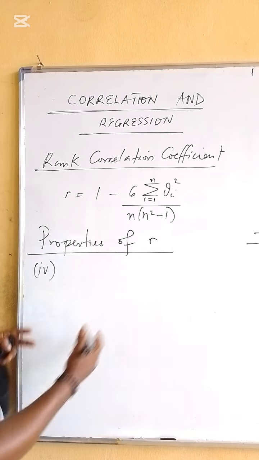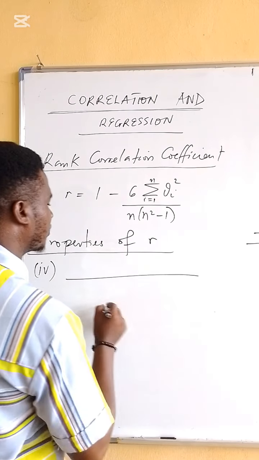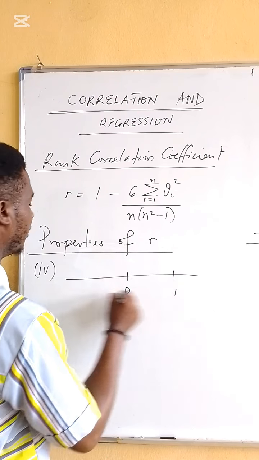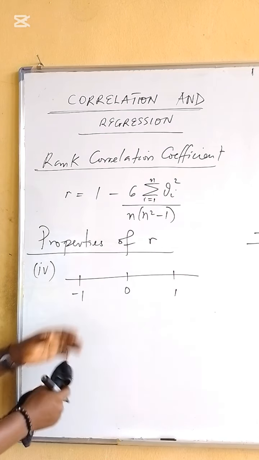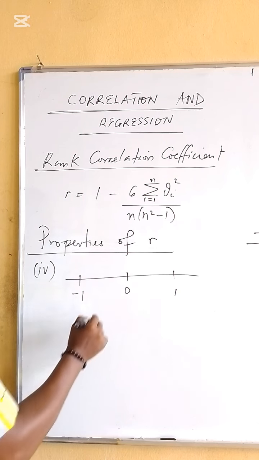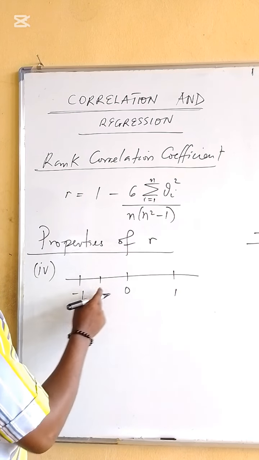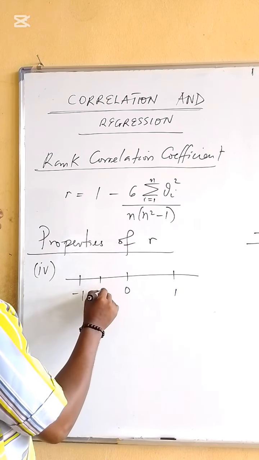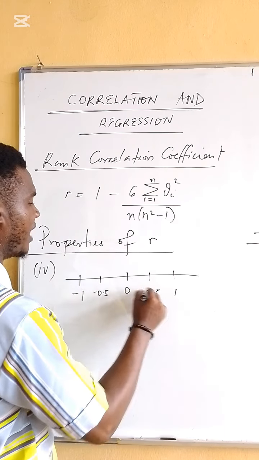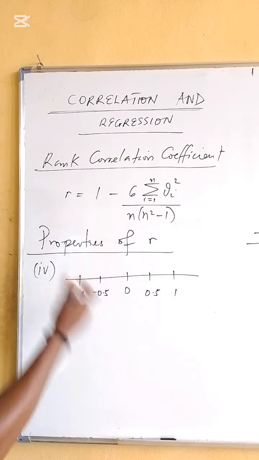Finally, let's examine this fourth property. So let's put R on a real line such that we have 0, we have 1, and we have -1. Remember, R cannot exceed 1, it cannot go below -1. So let's put in between -1 and 0, let's put -0.5. In between 0 and 1, let's put 0.5.